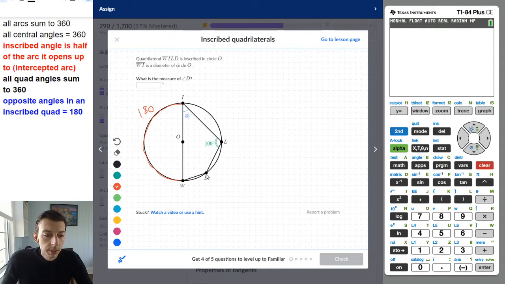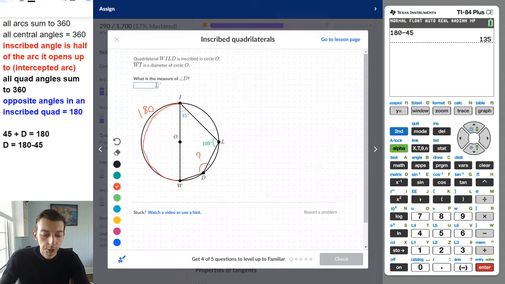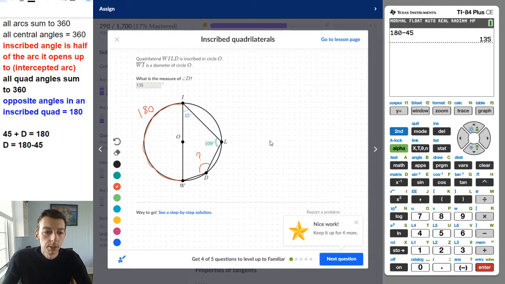So it says what's the measure of angle D? So that's this angle right here. What is that? So one of the things that I wrote over in my notes is that opposite angles in an inscribed quadrilateral are equal to 180 degrees. So I'm going to use that information here, which means 45 plus that angle D must be equal to 180. So that means that D should be equal to 180 minus 45. So I should be able to find that just by doing that math. So 180 minus 45, I get 135. So I should be able to find that angle D is 135.